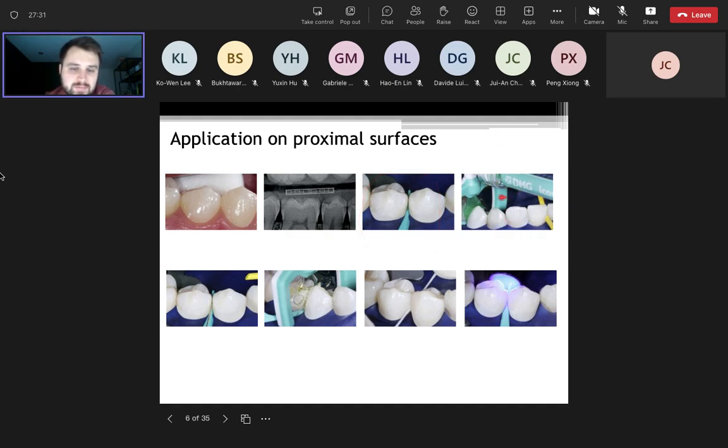We clean it, we place the etcher there, then when it is dry on this photo, we start to do the icon itself. It is a special device which is more like a dental floss, but this dental floss is wet by this icon. So we place it in between the teeth, then we leave it to dry. We remove the excess of the material by using the dental floss, and then we polymerize.